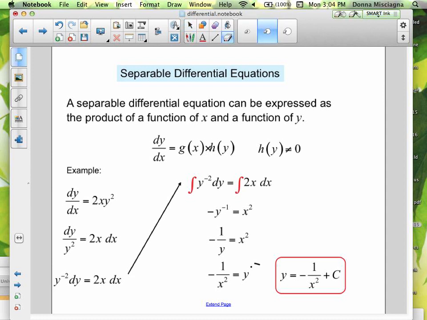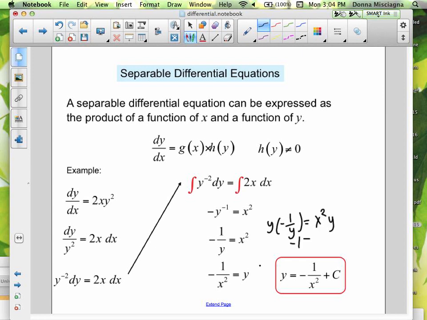Multiply by y divided by x squared. So here we just multiplied both sides by y. So we have y times negative 1 over y equals x squared times y. And so now we just have negative 1 equals x squared y.